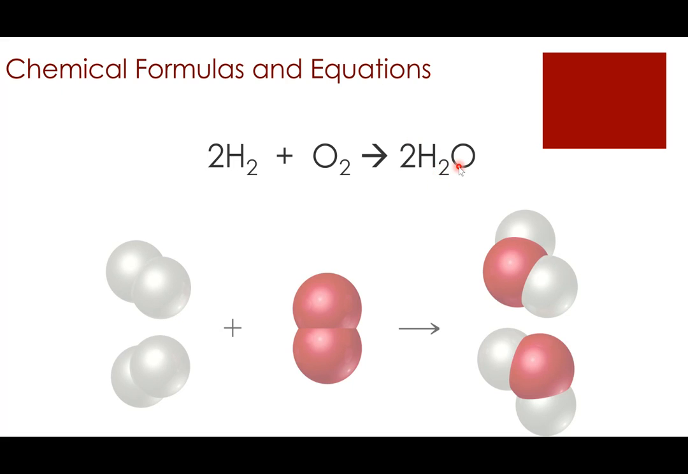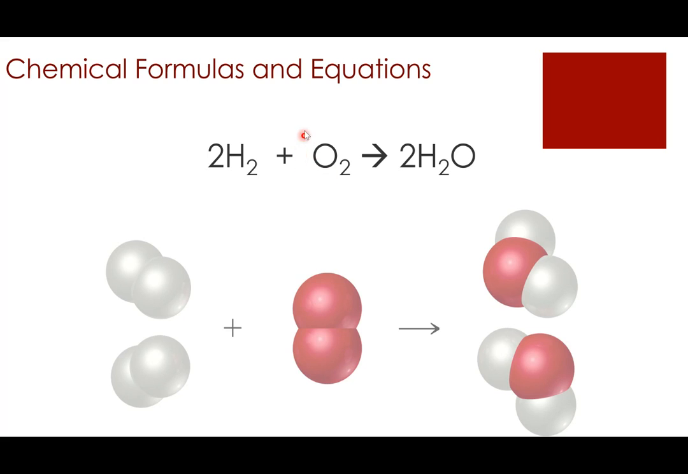We've seen them before. These big numbers in the front are called coefficients. And coefficients tell us about quantity. So I see this big coefficient of 2 in front of the hydrogen. That tells me that I have 2 of these molecules of hydrogen participating in this chemical reaction. And over here on the product side, I see a 2 in front of water. That tells me that 2 molecules of water are being produced out the other end.